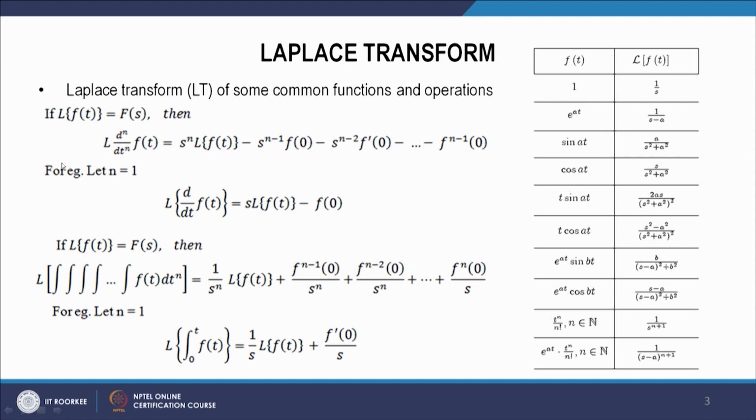So for example, if we want the first derivative, L of d by dt f(t), so n is 1, so it is s times L of f(t) minus f(0). So L of f(t) is F(s), so we can write s F(s) minus f(0).